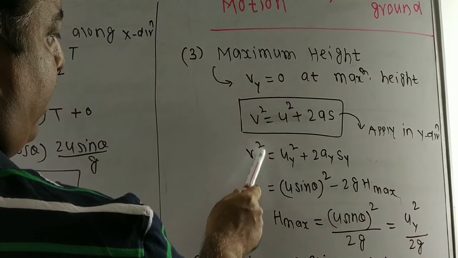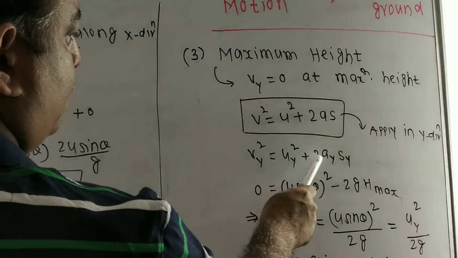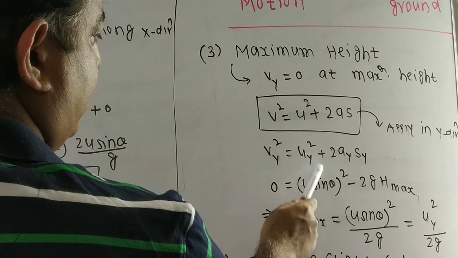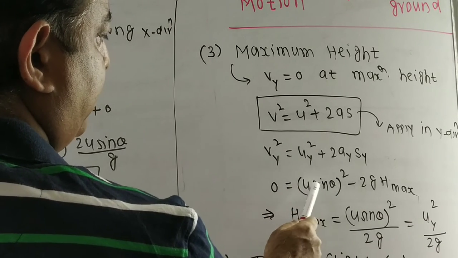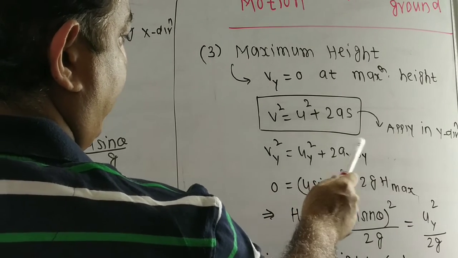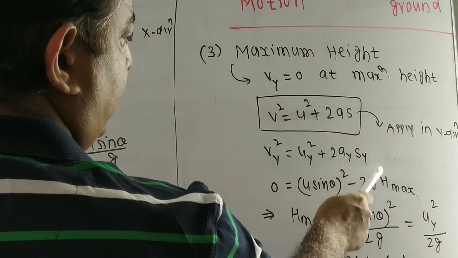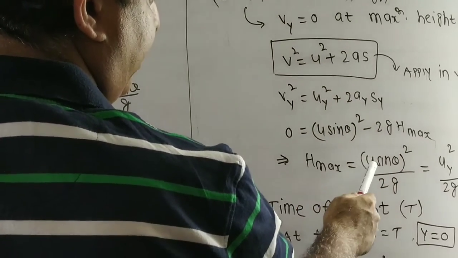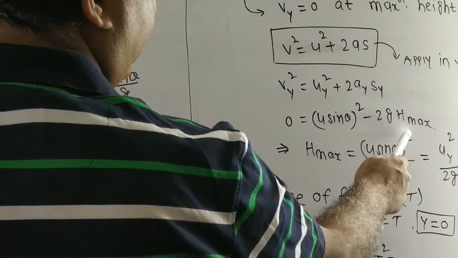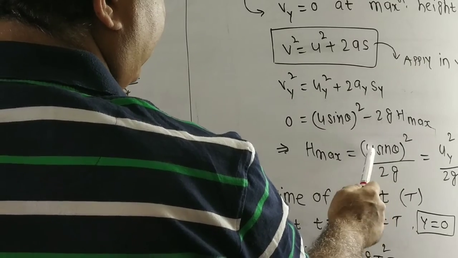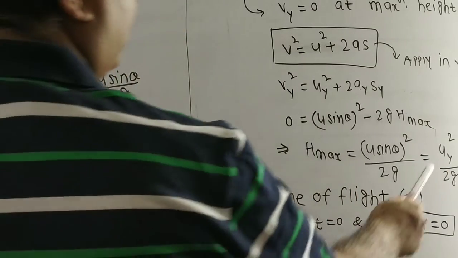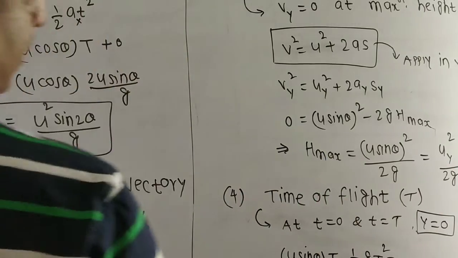So vy square should be uy square plus 2ay sy. Vy is 0, uy is initial vertical component of velocity, that is u sin theta. Ay of course minus g. Sy is h max. So from here h max can be calculated, and it is nothing but (u sin theta) whole square divided by 2g. U sin theta is called initial vertical component of velocity, or y component of initial velocity.